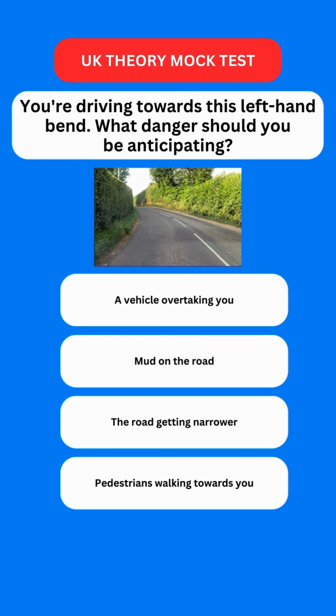Next question is, you're driving towards this left-hand bend. What danger should you be anticipating? Options are a vehicle overtaking you, mud on the road getting narrower, or pedestrians walking towards you. So the correct option is the last one. You should be anticipating any pedestrians that are walking towards you, and you should be extra careful here.